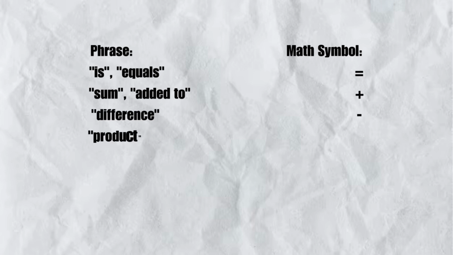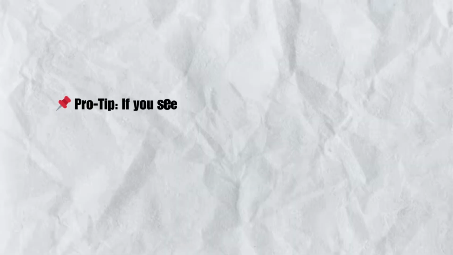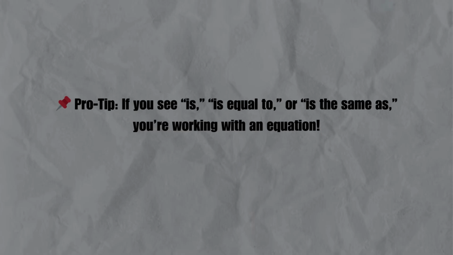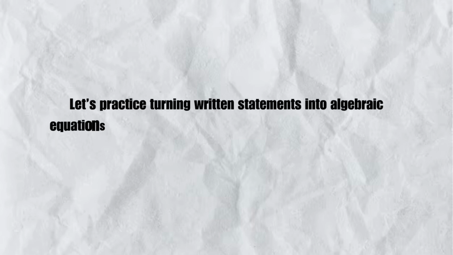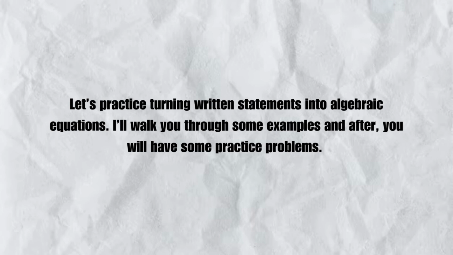Product or times is the multiplication sign. Quotient or divided is the division sign. And squared and cubed is the exponent sign. Pro tip, if you see is equal to or is the same as, you're working with an equation. Now we're going to practice turning written statements into algebraic equations. I'll walk you through some examples, and after that, I'm going to give you practice problems.